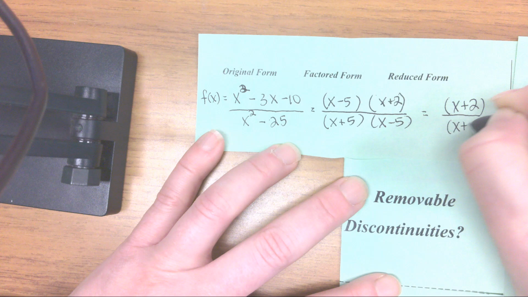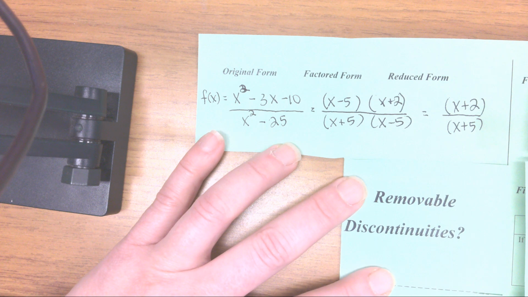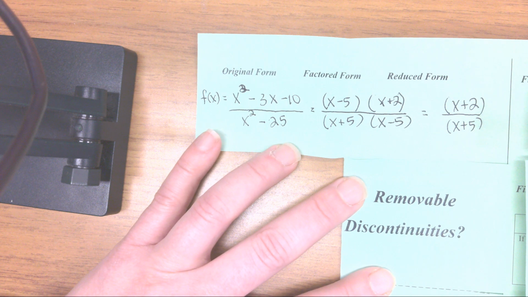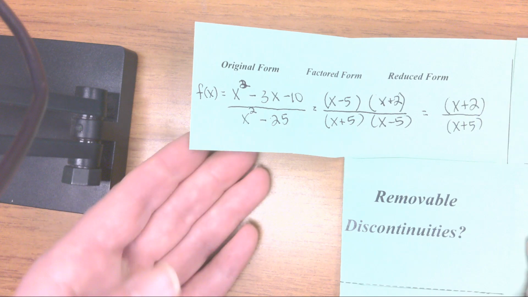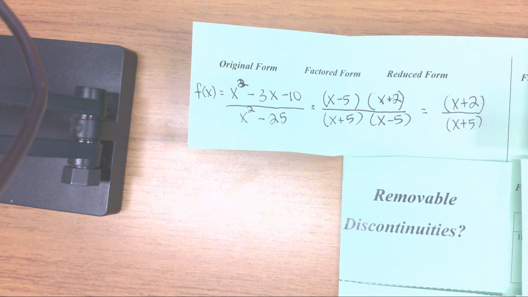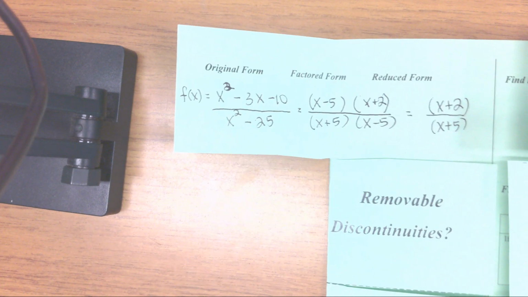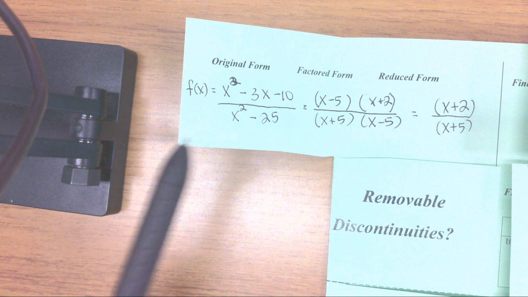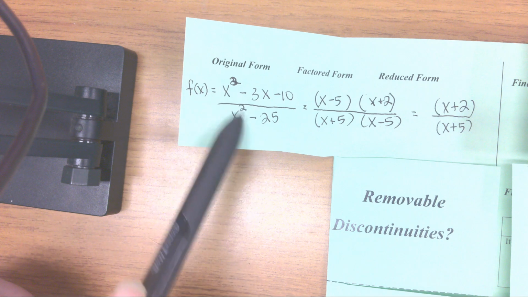What does that make x equals 5 on the graph then? A hole. If it's on top and bottom, it's a hole. All right, as I'm going through, I'm going to use this example, which is a little not representative of everything because this is one where the degrees are the same.